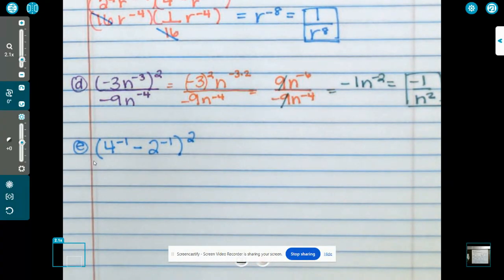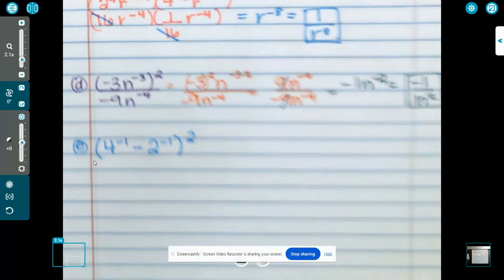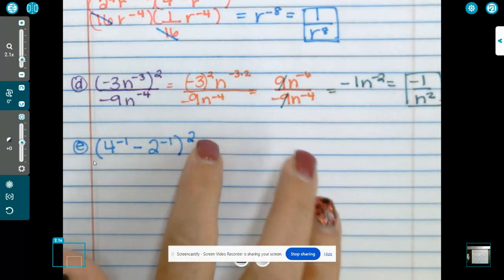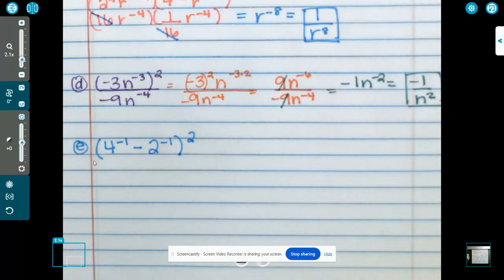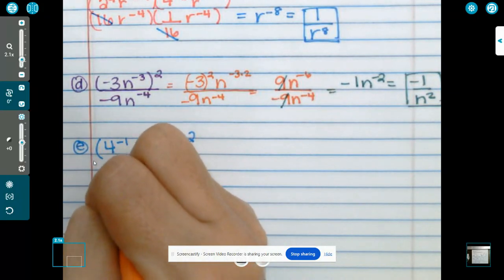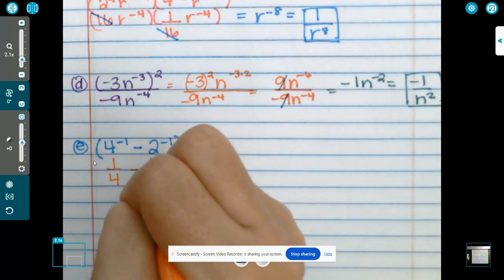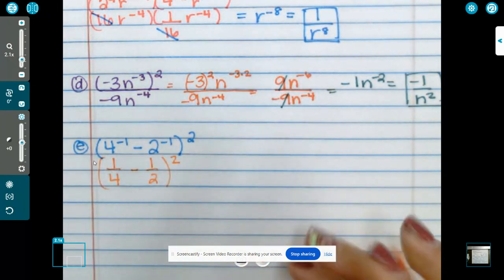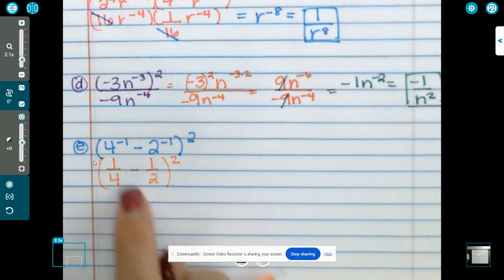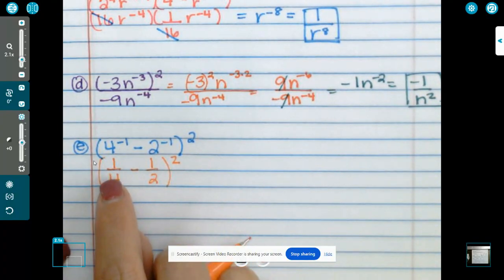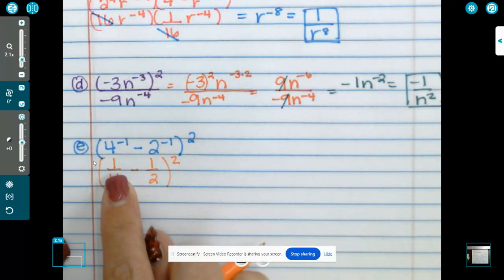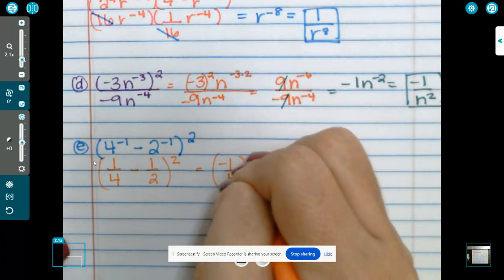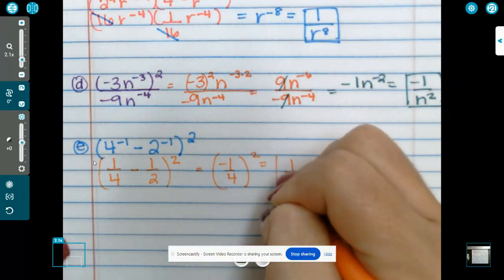Okay, so you've got to resist. You cannot distribute that 2 because we've got a minus sign in the middle. So we've got to simplify in here first, and then we're going to go outside. So 4 to the negative 1 is the same thing as 1 over 4. 2 to the negative 1 is 1 over 2. Okay, 1/4 minus 1/2. Well, we can 3-step cross multiply, whatever you want to do. So that's 2 minus 4 is negative 2 over 8. That's negative 1/4. And then we're going to square that, making that 1/16.